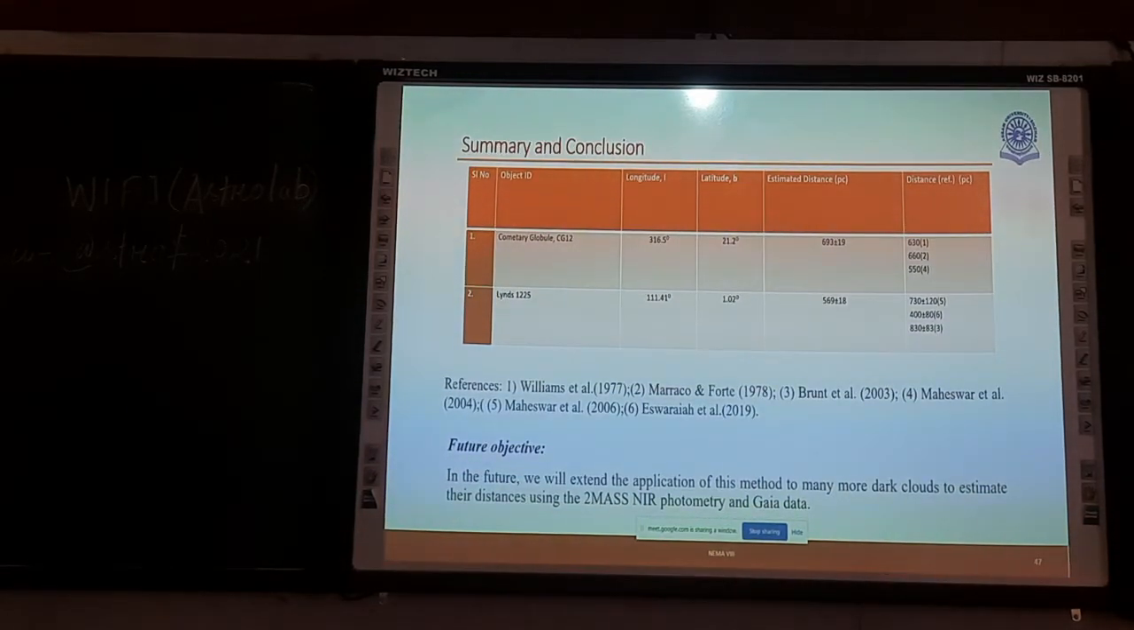And here we have compared this estimated distance. Our estimated distance of 693 is comparable with Moreno and others, who calculated it in 1978 with their techniques. And for LDN, which is 569, this is also comparable with the published value. In future work, we have planned to study other molecular clouds with the same technique. Okay, so thank you very much.